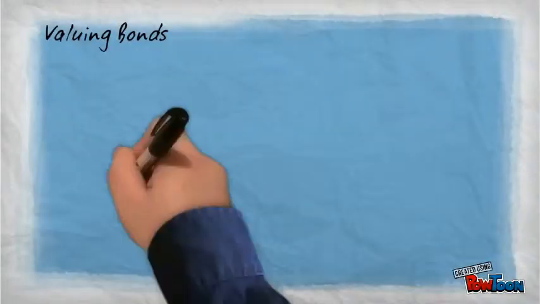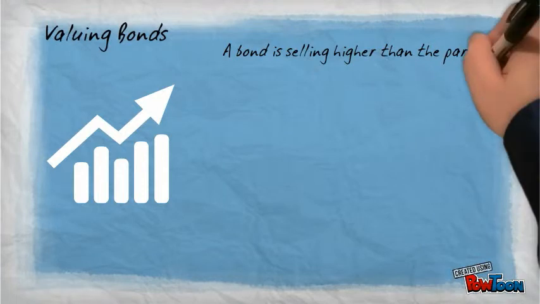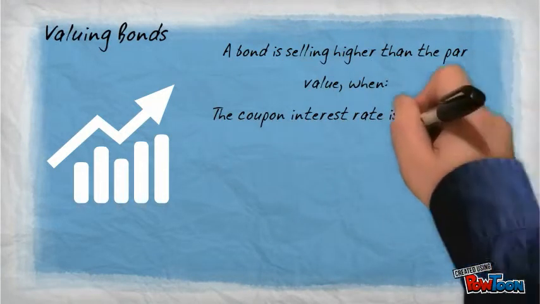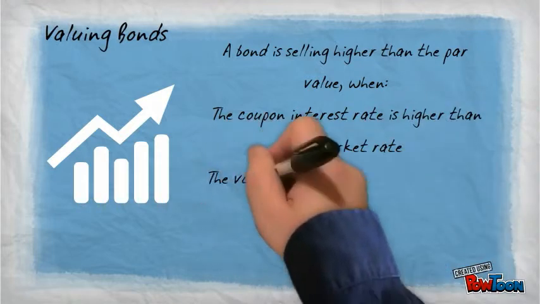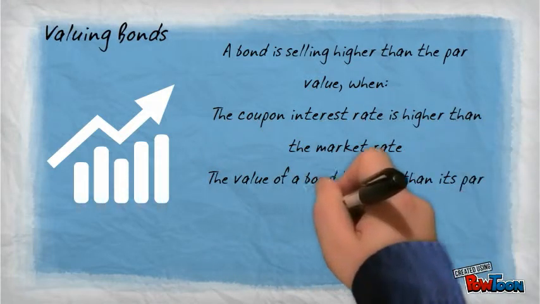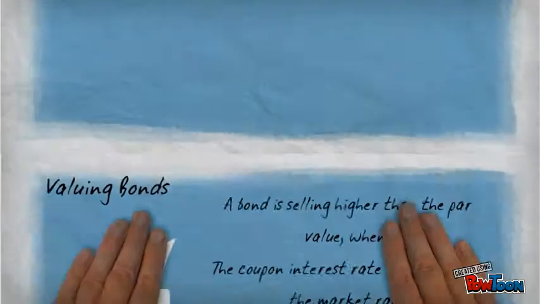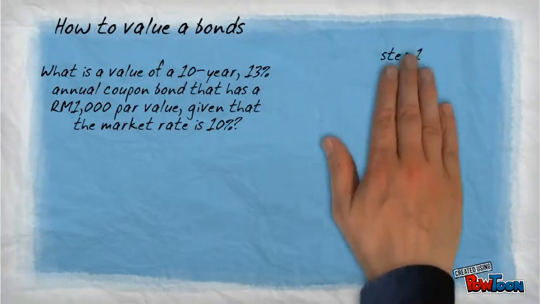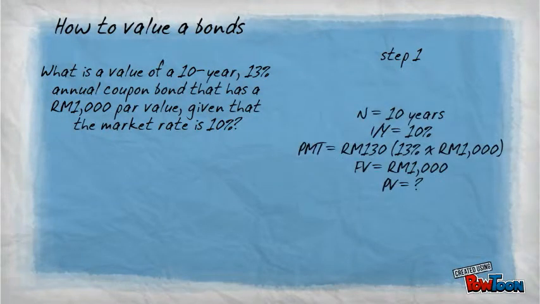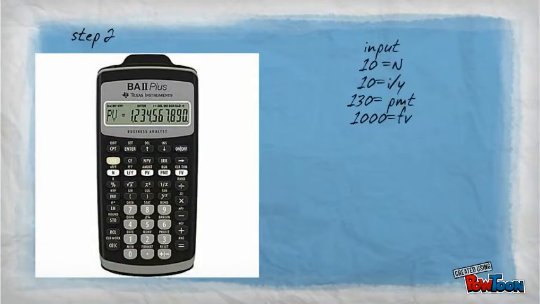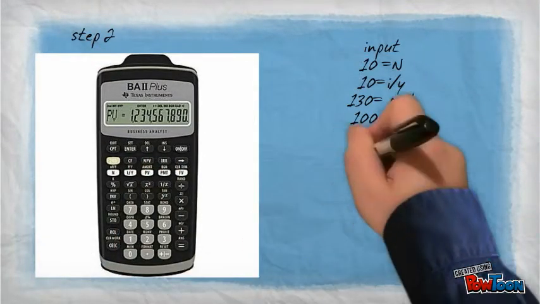Valuing bonds. A bond is selling higher than the par value when the coupon interest rate is higher than the market rate. The value of the bond is higher than its par value. It is called a premium bond. Please see the calculations as follows. These are the steps on calculating bond value on your calculator.